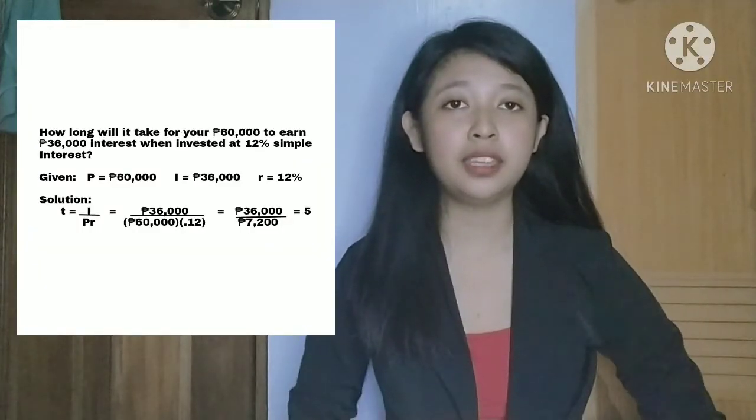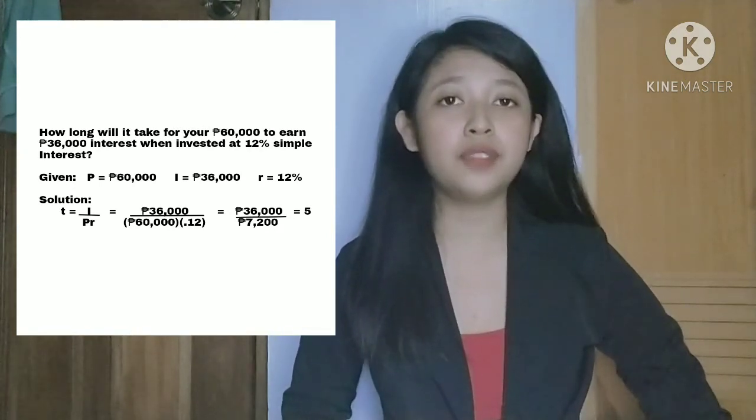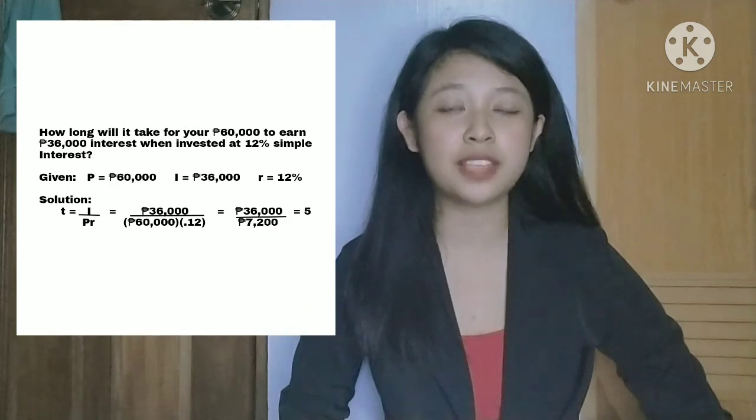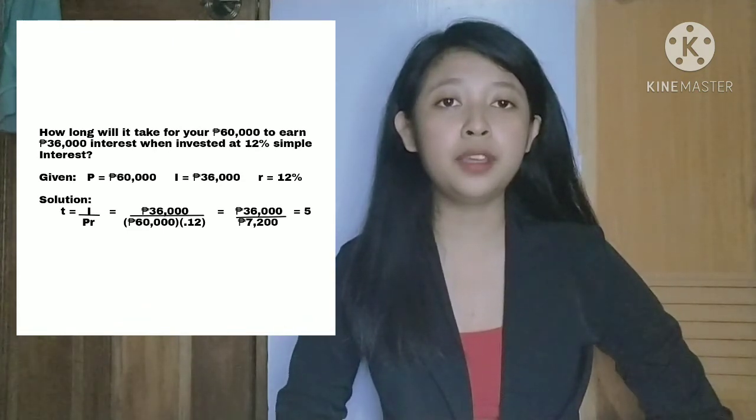Example number 3. How long will it take for 60,000 pesos to earn 36,000 pesos interest when invested at 12% simple interest? Our given is P = 60,000 pesos, I = 36,000, and R = 12%. Our solution will be T = I divided by PR = 36,000 divided by (60,000 times 0.12) = 36,000 divided by 7,200 = 5. It means it takes 5 years to earn 36,000 pesos interest.